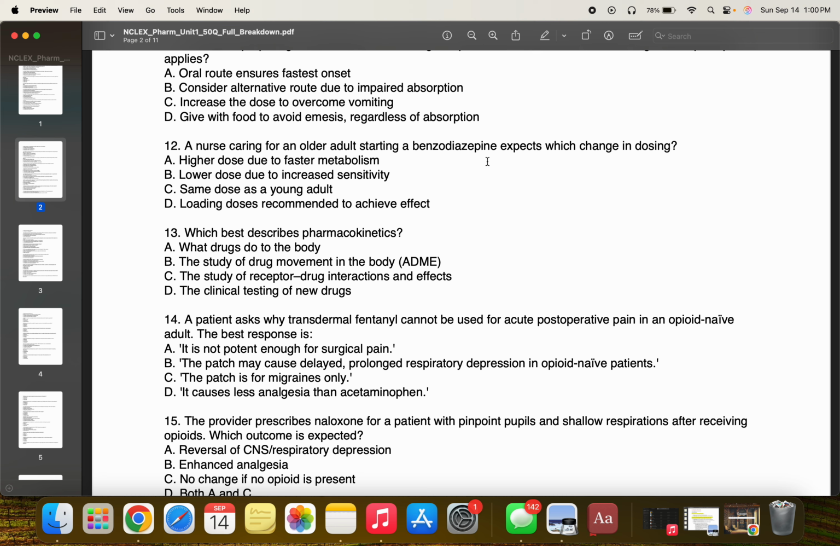Older adults, your body's not working the same. Your liver's not working the same. Your kidneys aren't working the same, so they have to give you a lower dose. You're more affected by stuff that you would not have been when you were younger.